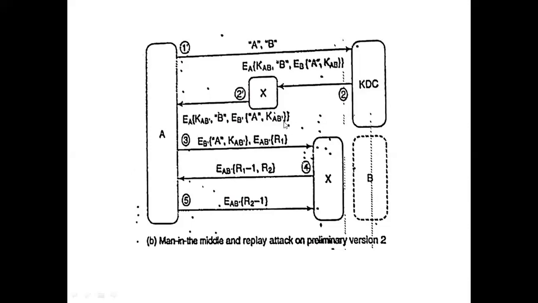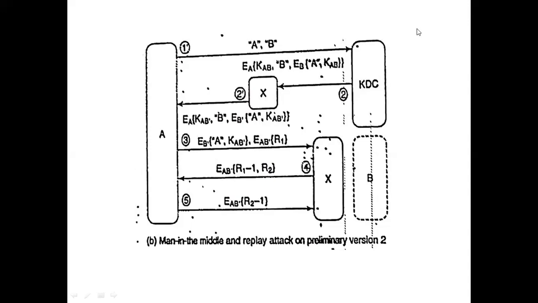Whatever has been recorded, X will use these recorded versions to attack A. Because X knows K of AB, he can respond to A's challenge in message 4 by decrementing the challenge. So X's response is exactly what A expected to receive from B. Hence, A is convinced that she is talking to B.